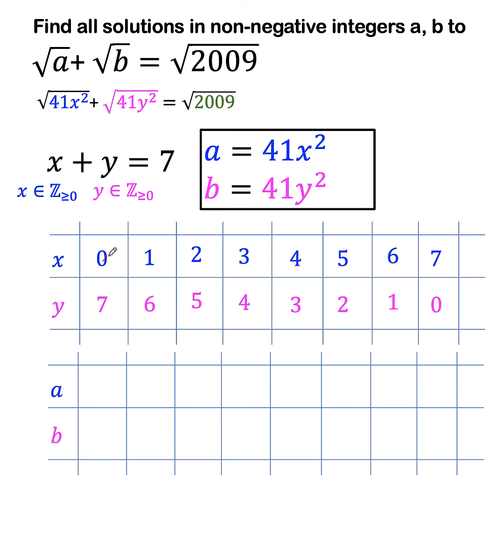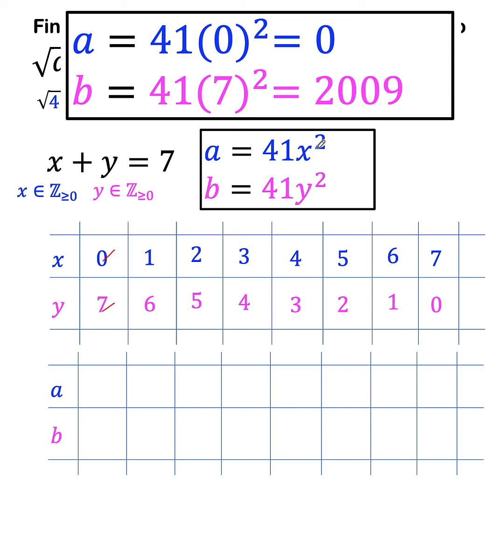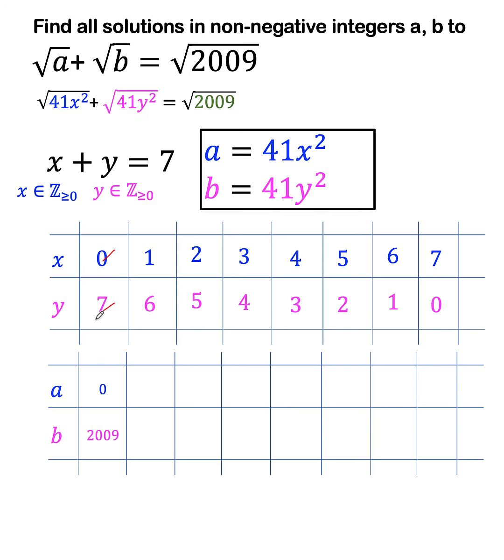Now, if x equals 0 and y equals 7, then 41 times 0 squared is 0, and 41 times 7 squared is 2009. So our ordered pair (a, b) must be (0, 2009) when x is 0 and y is 7. The same explanation applies to the other pairs: we just substitute those x and y values into a equals 41x squared and b equals 41y squared. This now gives us these 8 ordered pairs satisfying the equation.